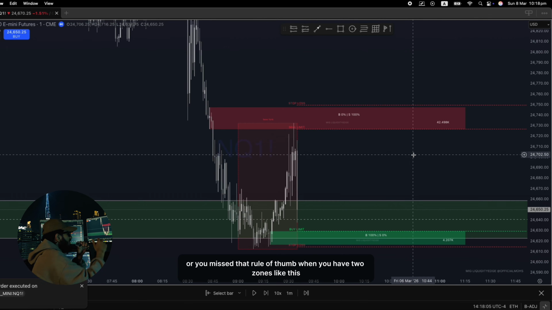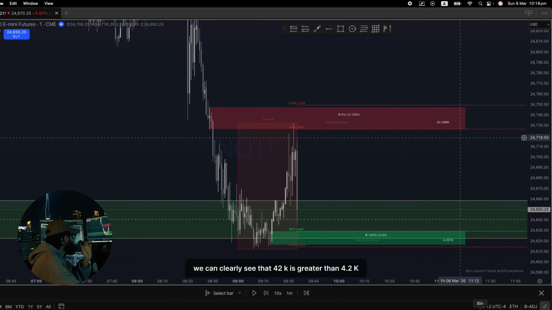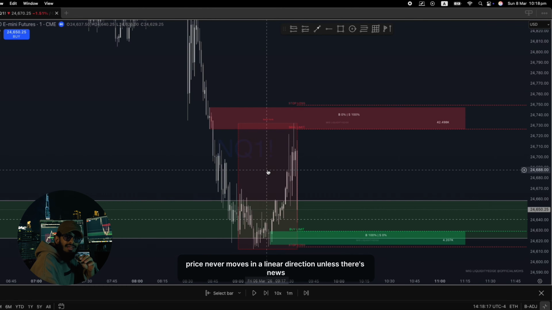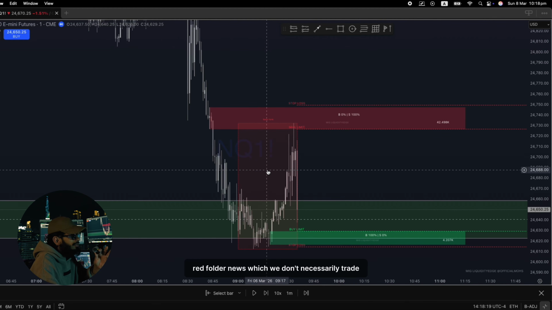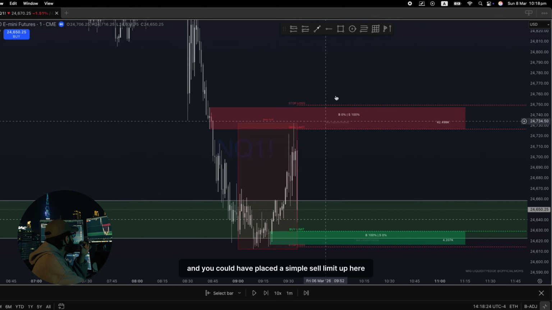rule of thumb, when you have 2 zones like this, look for the one with the highest amount of volume. Who has the most amount of people within that area? You can clearly see that 42k is greater than 4.2k. So if you miss this initially, price never moves in a linear direction, unless there's news, red folder news, which we don't necessarily trade. And you could have placed a simple sell limit up here.